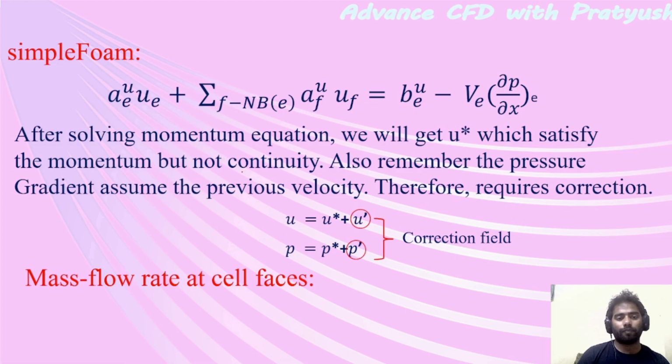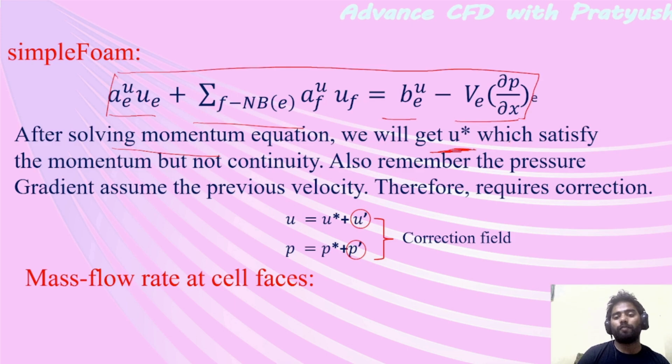So these are the equations we are solving. Suppose after solving the momentum equations, we get this U star. This U star will satisfy the momentum equations, but not the continuity, because we are getting the solution for the momentum equations. Why will this not satisfy the continuity? Because of the pressure gradient term.